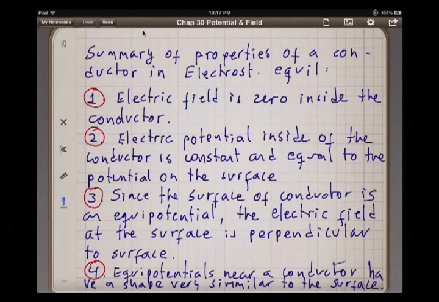The fourth property, derived from the previous one, is that the equipotentials near a conductor must have a very similar shape to the surface of the conductor. Because the surface is an equipotential, the electric field at the surface is perpendicular to it, and the electric field is not going to change very much if you are close to the surface. It will still be pointing pretty much in the same direction as on the surface. Therefore, the equipotential near the surface should have the same shape as the surface.